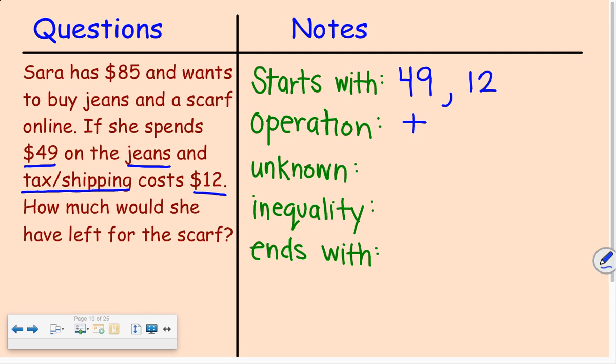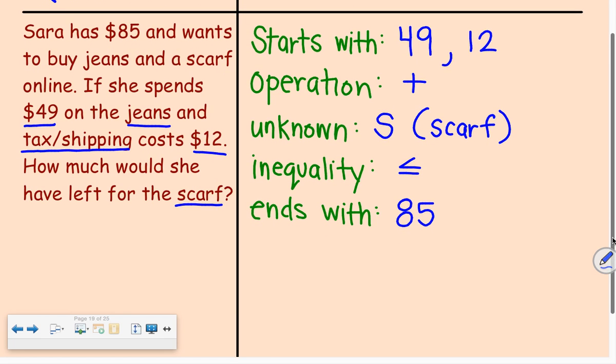I want to also buy a scarf. I don't know how much the scarf costs, so I'm going to put an S here, and that's going to represent my scarf. So how much can I spend on a scarf? Now I have $85 to spend, so that's going to be my ends with. If I have $85 to spend, that means I can't spend more than $85. So that will be less than or equal to.